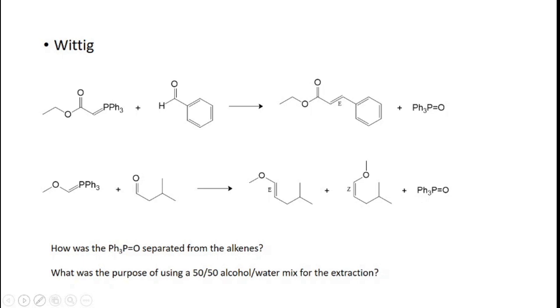How was the triphenylphosphine oxide separated? We did a wash with 50-50 alcohol water. Or flip side, why was the 50-50 alcohol water mix used? It was used specifically to remove the triphenylphosphine oxide. But again, you should be able to answer questions like these. You should have an understanding of why you did the workup you did.